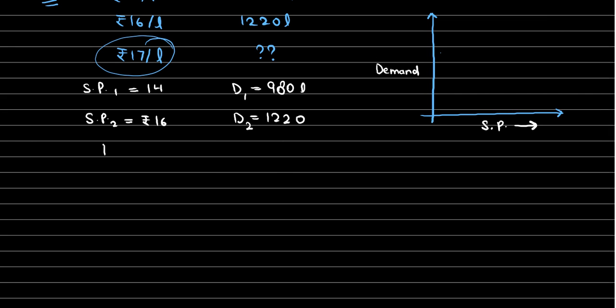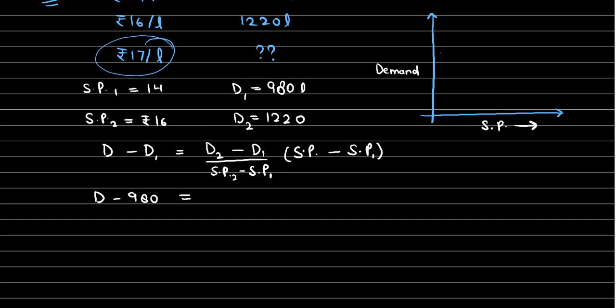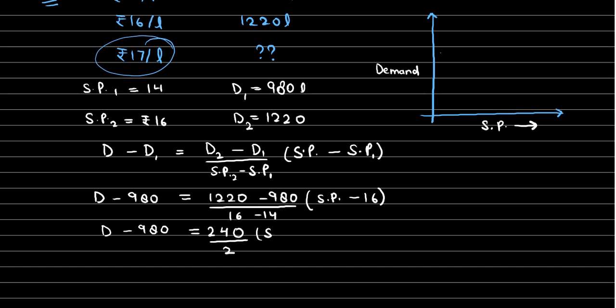Again, we can start with D minus D1 is equal to D2 minus D1 over selling price 2 minus selling price 1, times selling price minus selling price 1. So D minus 980 is equal to 1220 minus 980 over 16 minus 14, times selling price minus 14. That is, 1220 minus 980 is 240, and 16 minus 14 is 2, so 240 over 2 times selling price minus 14.